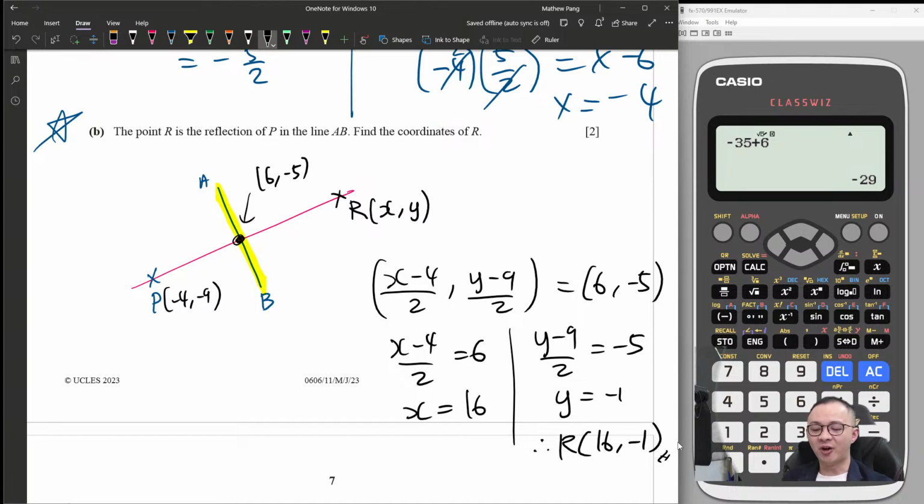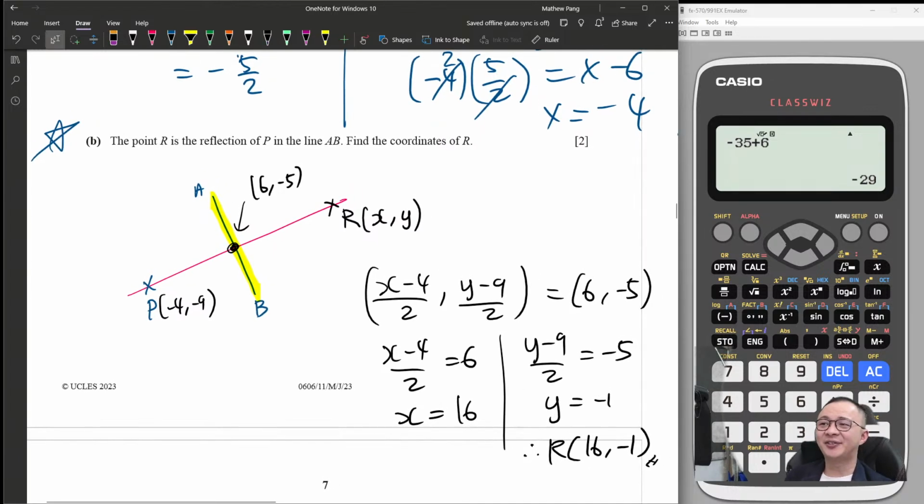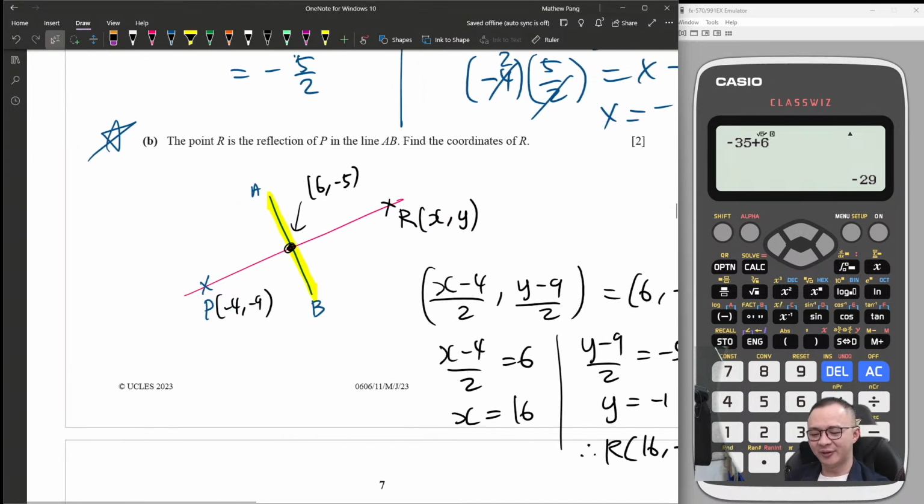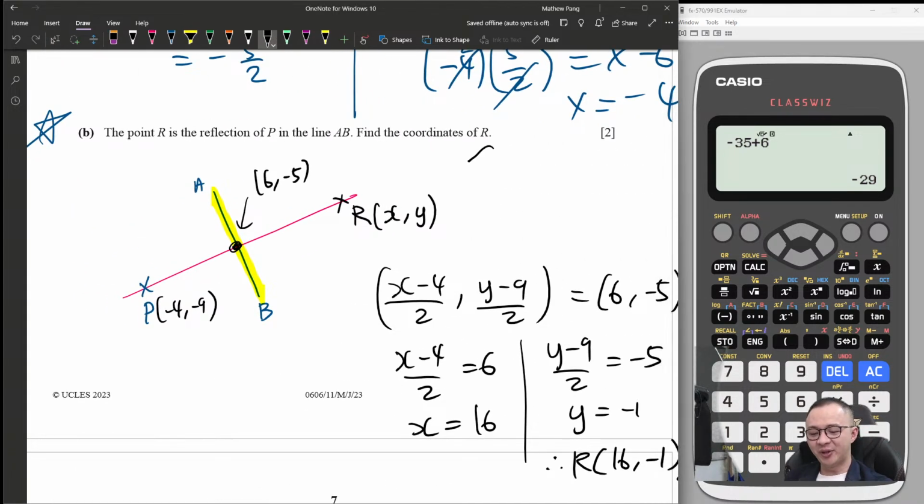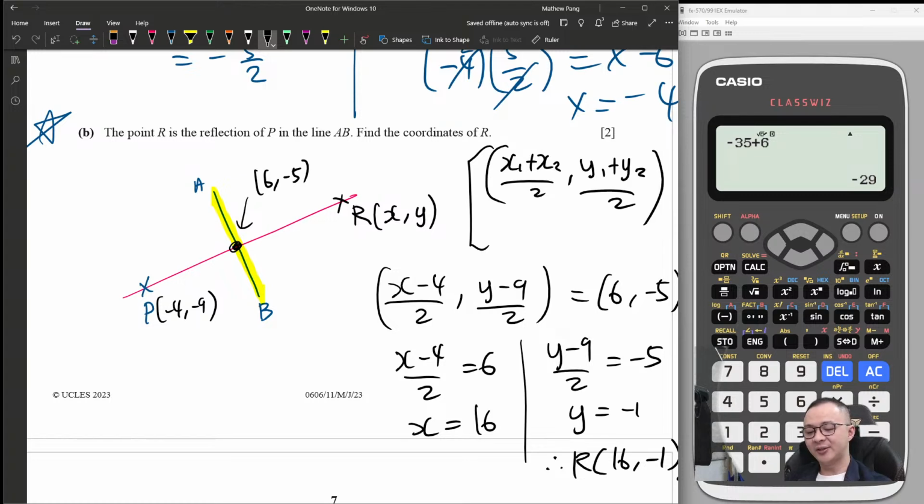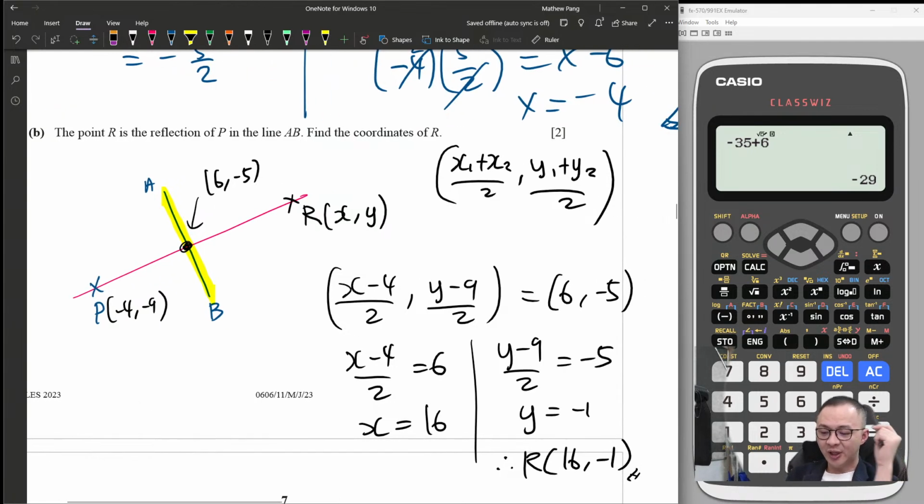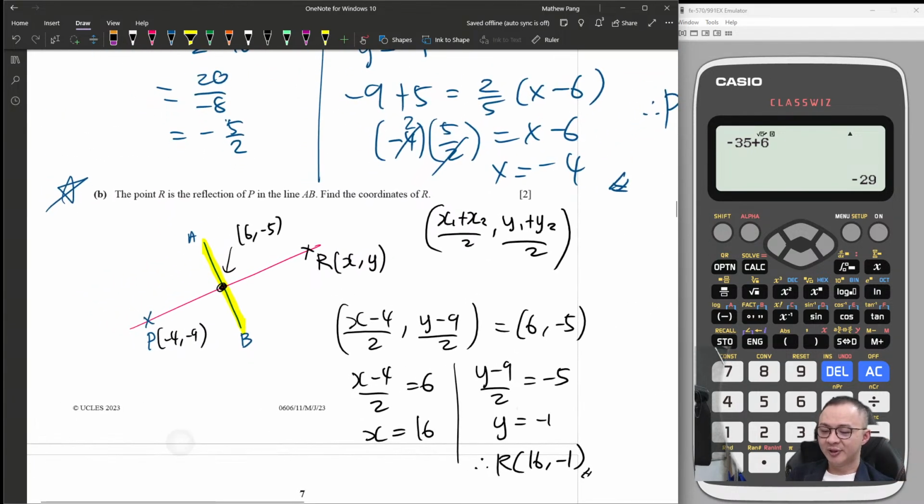So therefore, coordinate R will be (16, -1). I'm going through the midpoint formula just in case any student here gets a bit lost. The midpoint formula is basically (x1 + x2)/2, comma, (y1 + y2)/2. Okay, this is the midpoint formula.